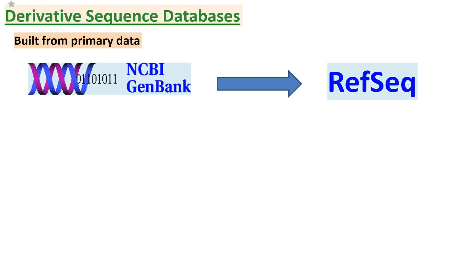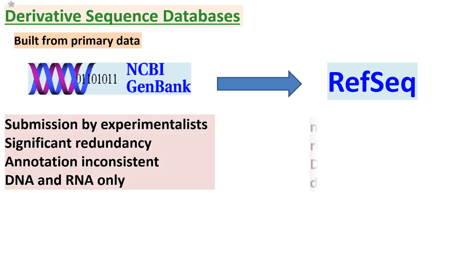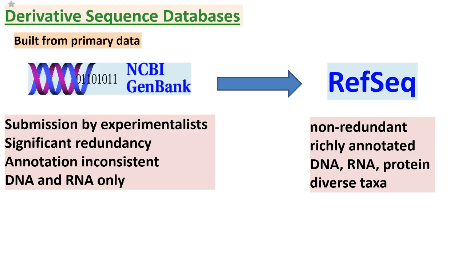RefSeq is derived from the older INSDC DNA sequence databases, primarily GenBank. RefSeq aspires to be non-redundant and well annotated, not something that can be universally claimed for the INSDC databases. RefSeq includes DNA, RNA, and protein sequence entries from a wide range of organisms. It has been nicely put that the relationship between GenBank and RefSeq is analogous to that between individual research papers and retrospective reviews of a topic.